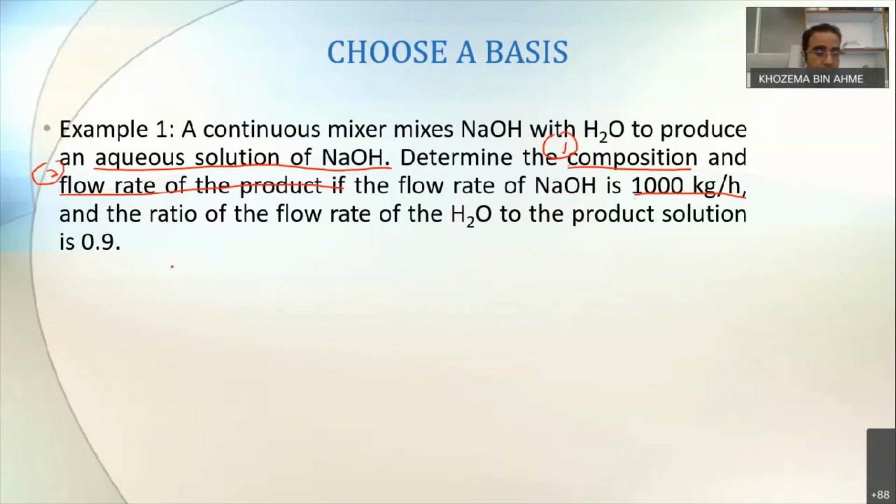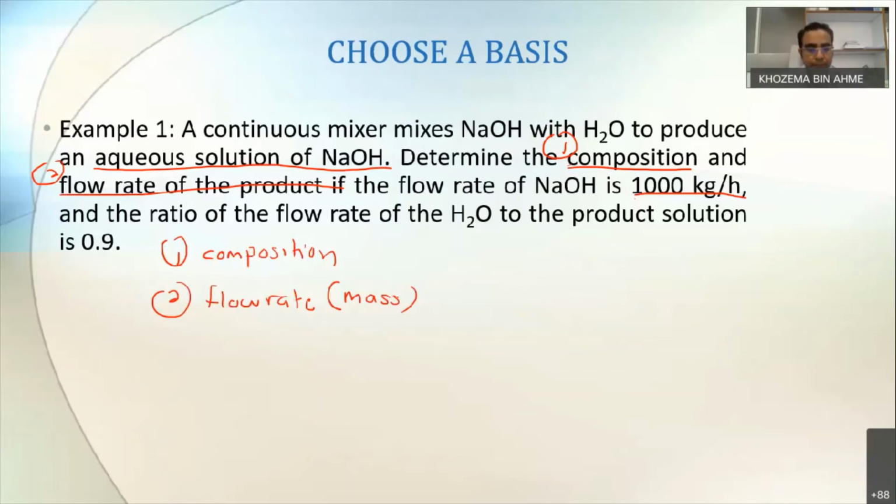So step 1, read and understand the problem statement. You need to find, first of all, the composition, and second, the flow rate. The flow rate here will be your mass flow rate, and the ratio of the flow rate of H2O to the product solution is 0.9. So this is additional information.